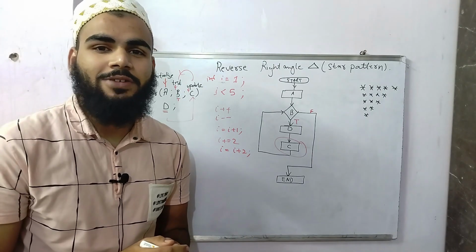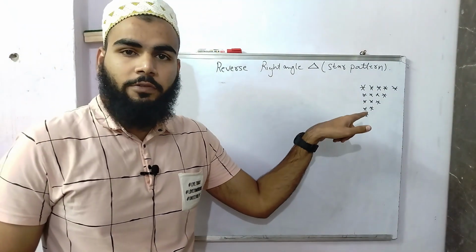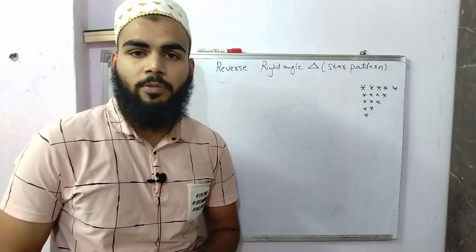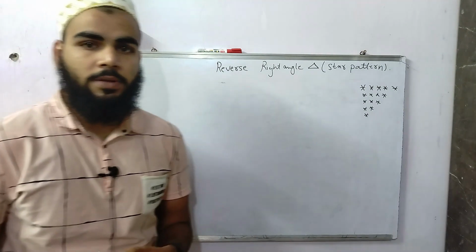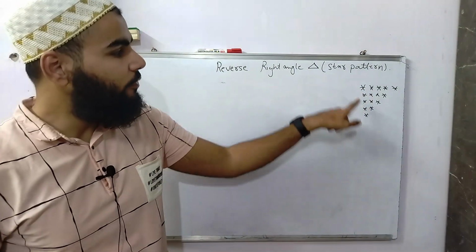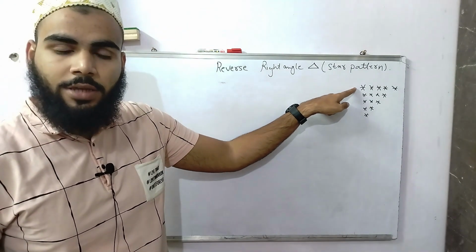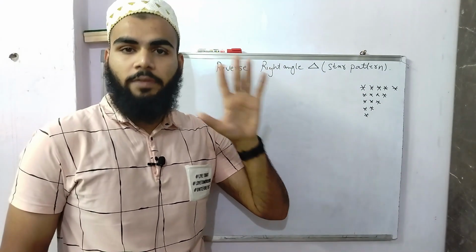Now let's see the reverse right angle triangle. This is the reverse right angle triangle, and we will make this triangle with the help of a for loop, a nested for loop to be precise. Now, we can observe a pattern there, right? How many rows are there? Just count them. Yes, 5 rows are there. So in the first row, there are a total of 5 stars.